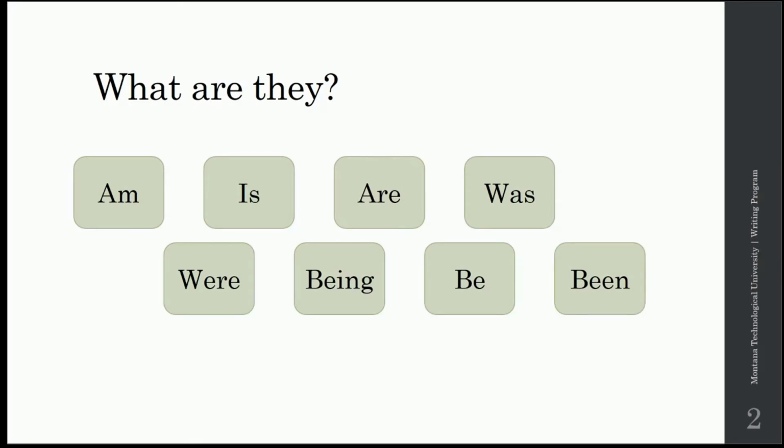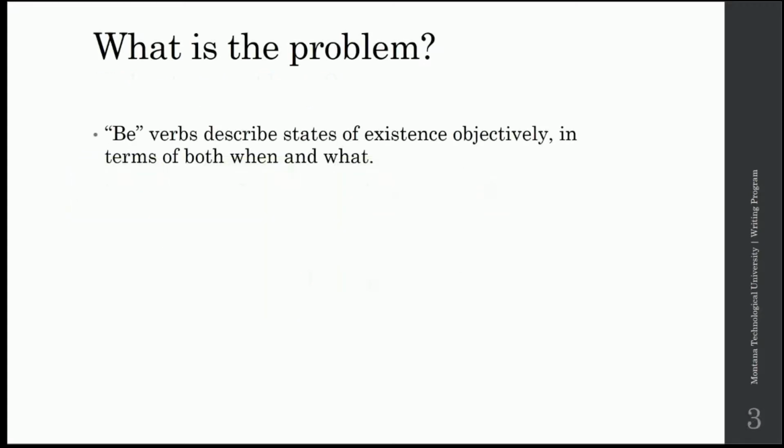Well, what are they? The to be verbs come in 8 different forms: am, is, are, was, were, be, being, and been. Okay? These are the 8 words you're going to need to look out for in your writing. To reduce your usage of these makes your writing better. If you include more of them, it gets more complicated, and we'll see why.